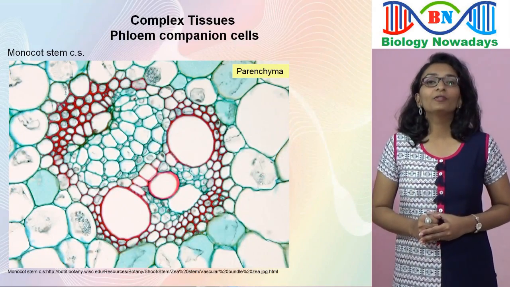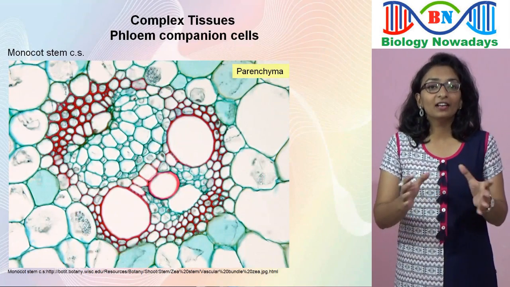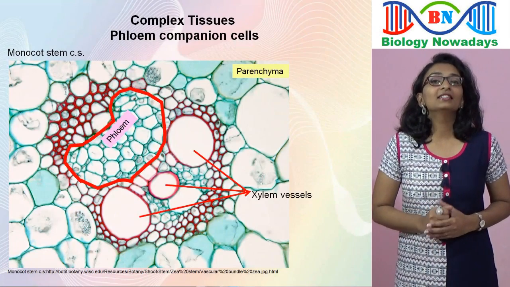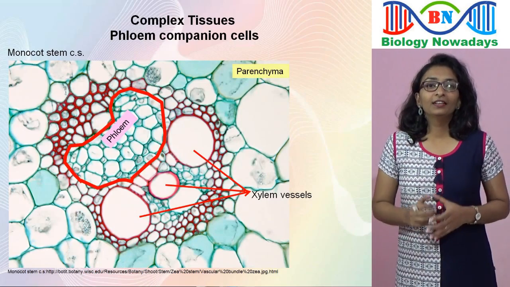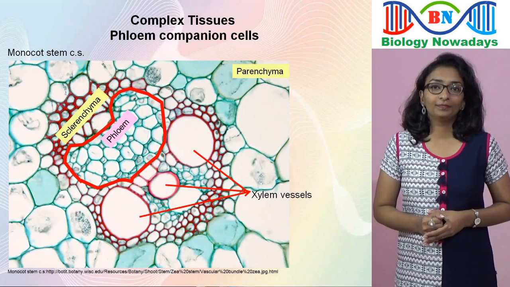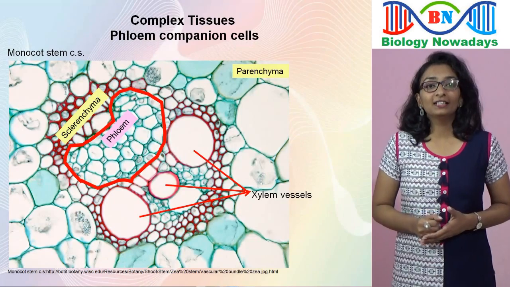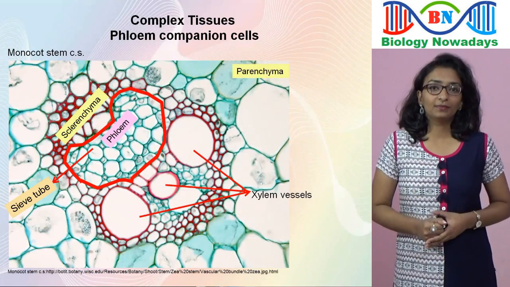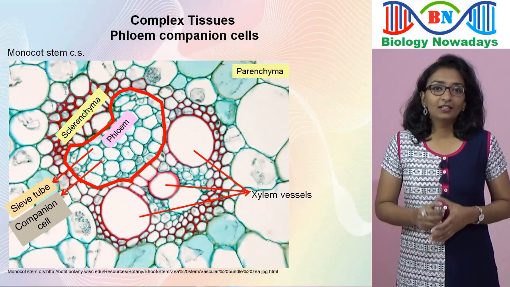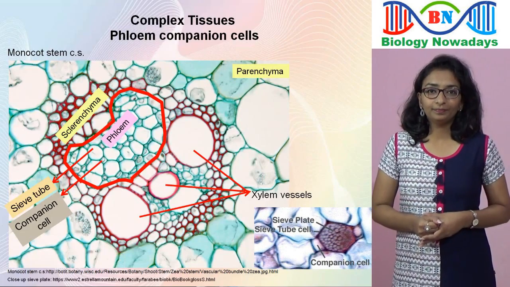In this cross section of a monocot stem, you can see that xylem and phloem are seen as an organized group. This is the phloem region and these are the xylem vessels. The xylem and phloem is protected by a layer of sclerenchyma cells. Let's focus on the phloem region. The bigger cells that you see here are the phloem sieve tubes, and the smaller cells are the companion cells. Sometimes in a cross section you can also see the sieve plates of the sieve tubes.